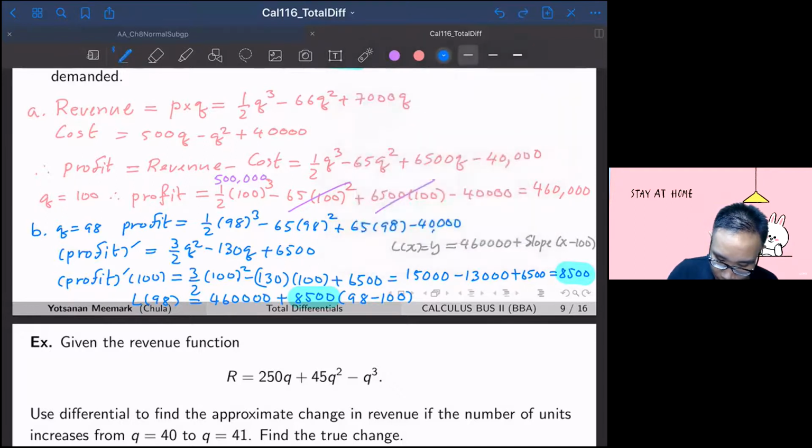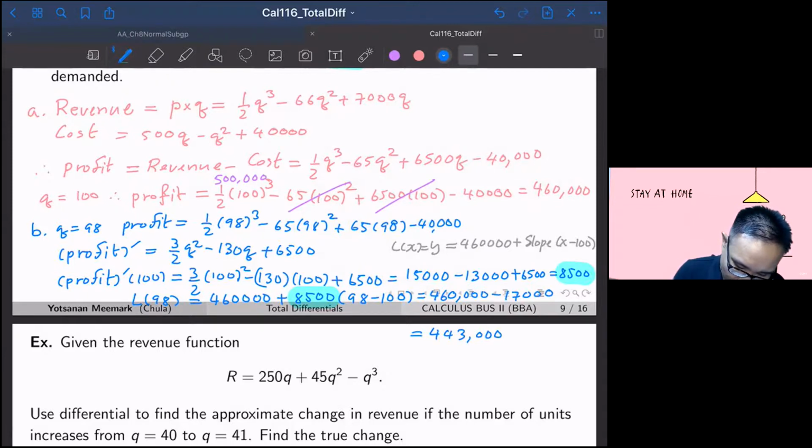So for this one, it's going to be 46,000, and it's going to be minus 170,000. So it's going to turn out to be this number. So this one will become 44,300. And this one will be the profit.